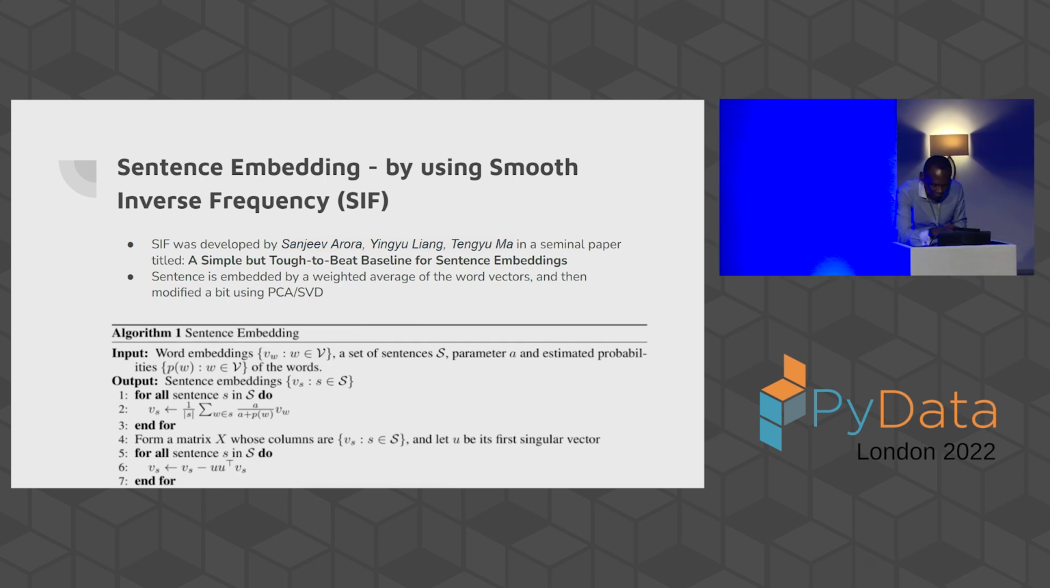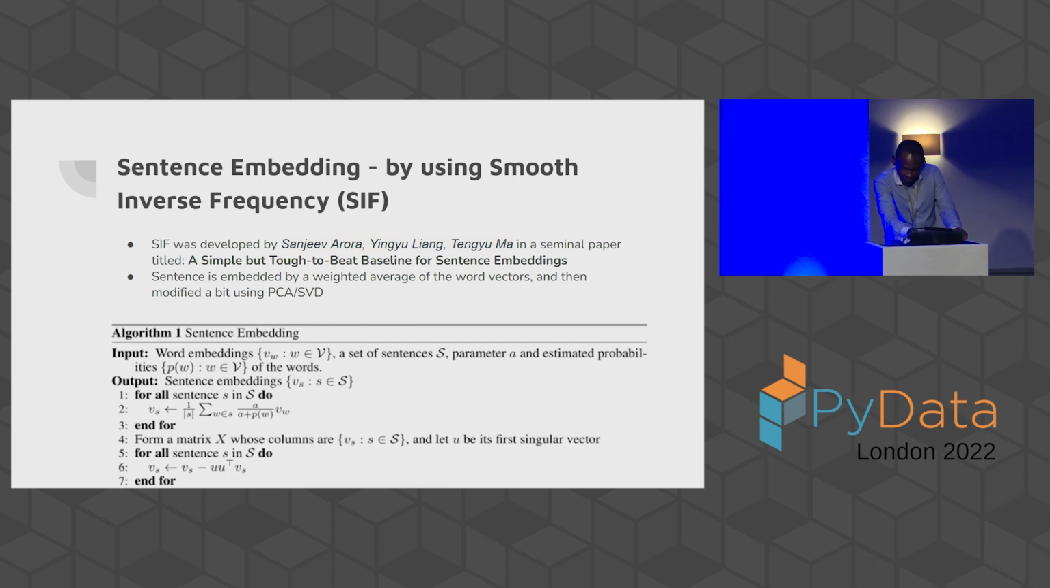There is a good paper. It's called A Simple But Tough to Beat Baseline for Sentence Embeddings. It's a seminal paper, really, really good, and it explains the whole concept behind this approach.